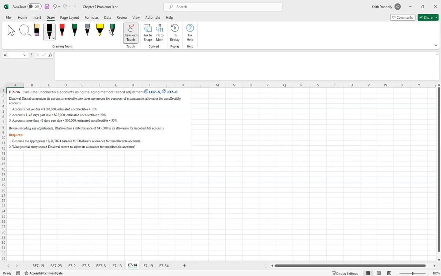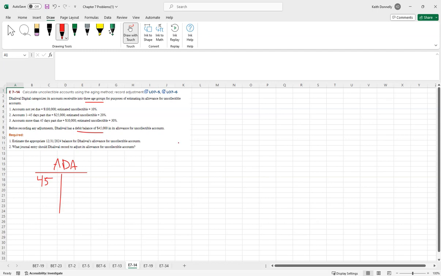Let's look at 714. We have another setup here. It says they categorize their accounts receivable into 3 aging groups. Okay, so looks like they must be using that aging method here. They tell us before recording any adjustments, their allowance for doubtful accounts has a debit balance of 45. You know, it's possible. That's what they're telling us here. Normally you're going to see the beginning balance on the right.